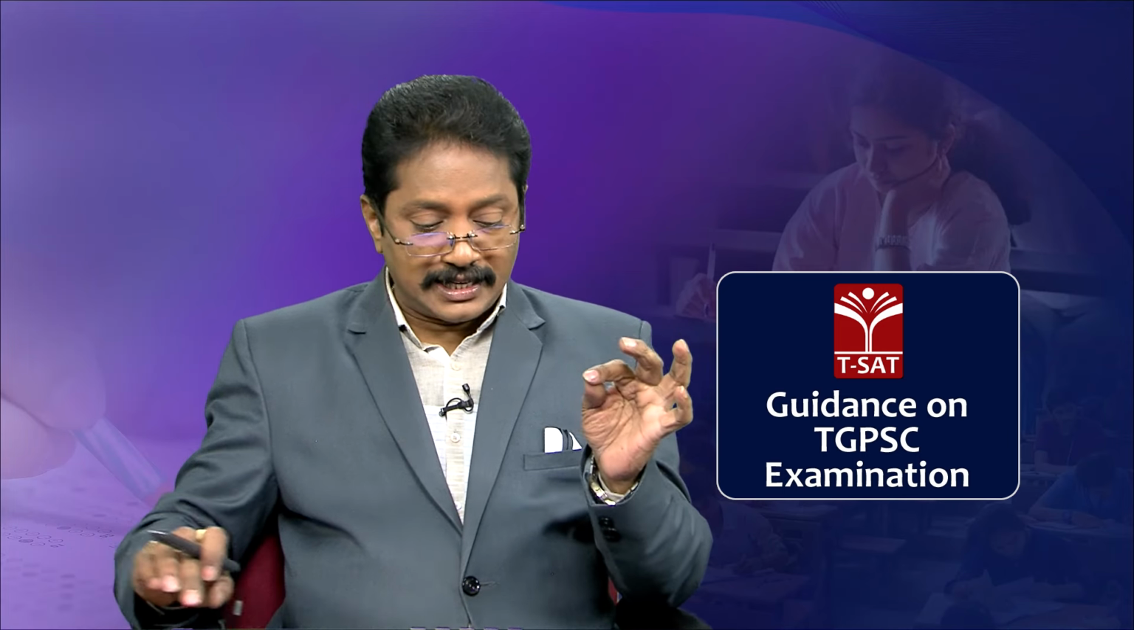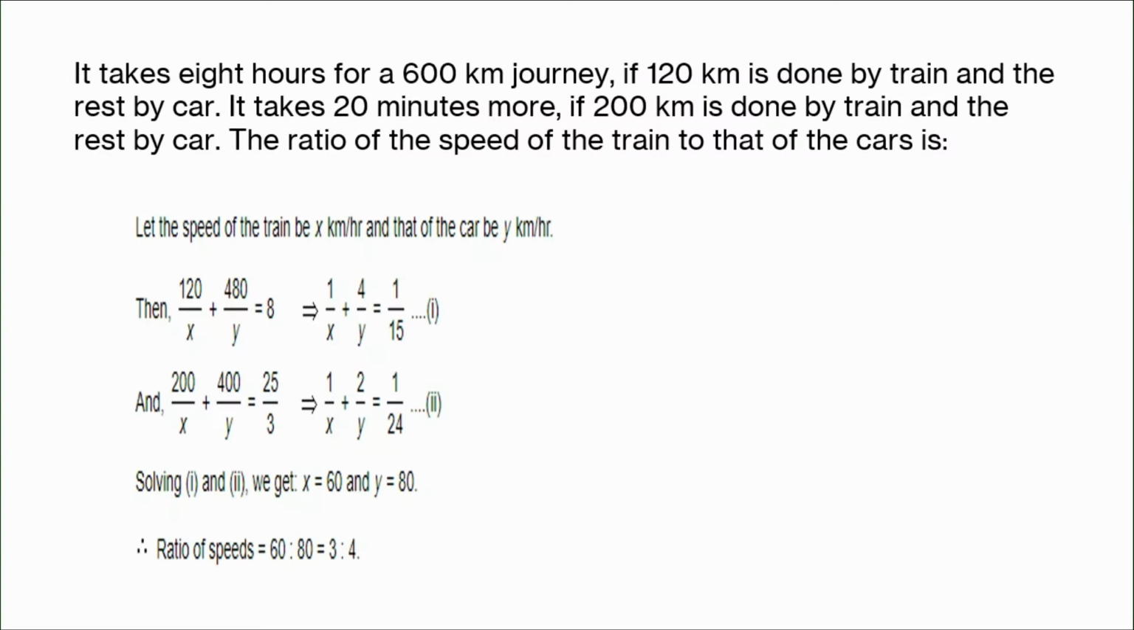Finally, one more question is given. It takes 8 hours for a 600 kilometers journey if 120 kilometers is done by train and the rest by car. It takes 20 minutes more if 200 kilometers is done by train and the rest by car. What is the ratio of the speed of the train to the car? Because we don't know the speeds, say the speed of the train is x and the speed of the car is y.